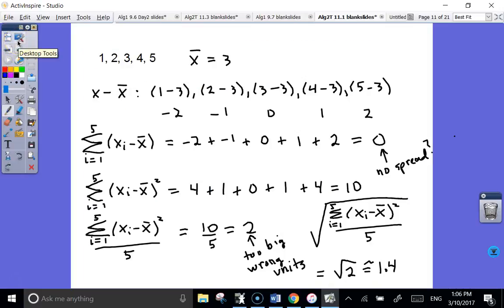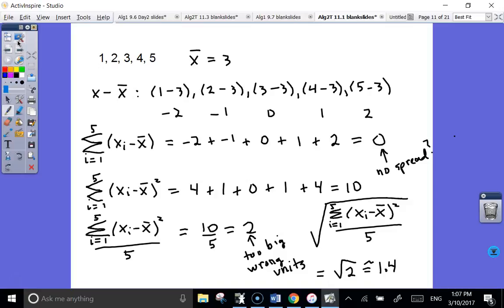So try to imagine that you wanted to come up with some quantitative measure of how much data is spread out, right? What's the deviation between the data values and the measure of the center? So just taking 5 simple numbers there. The mean is 1 plus 2 plus 3 plus 4 plus 5 divided by 5, which is 3.